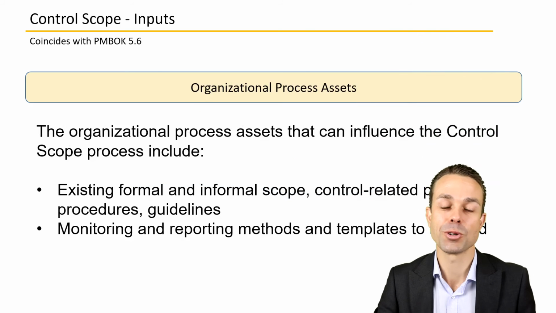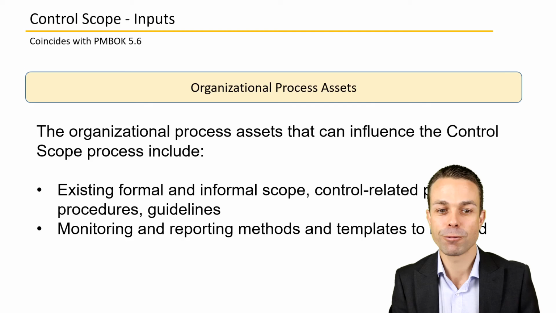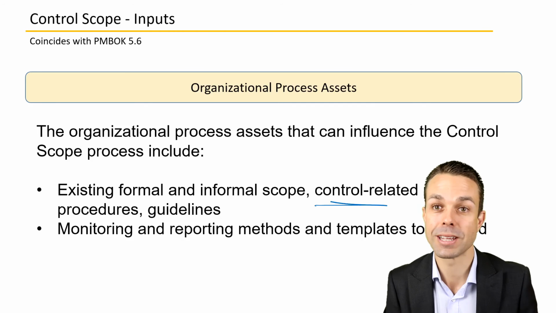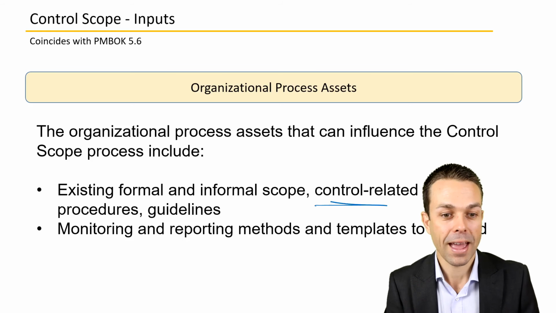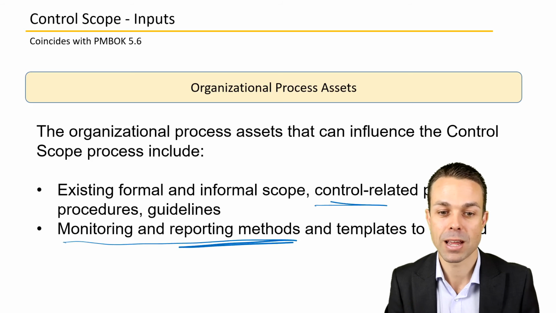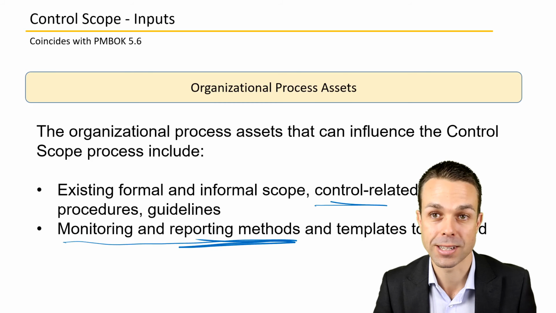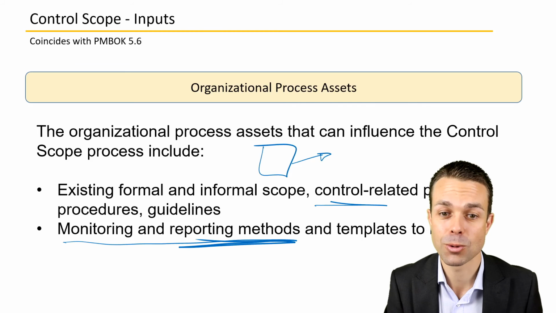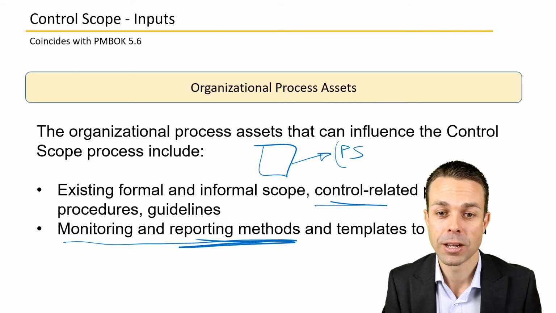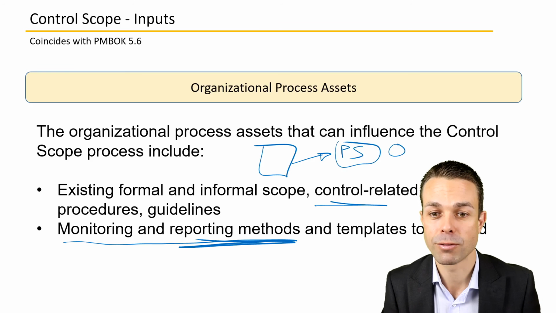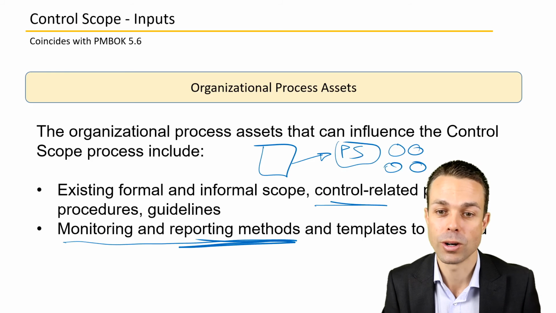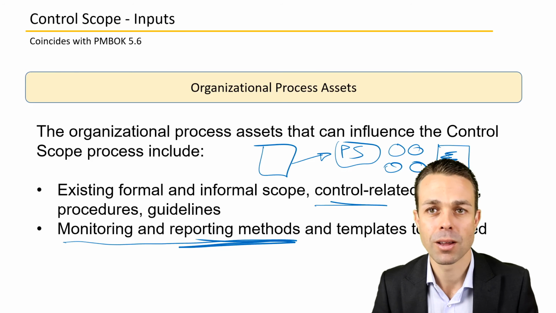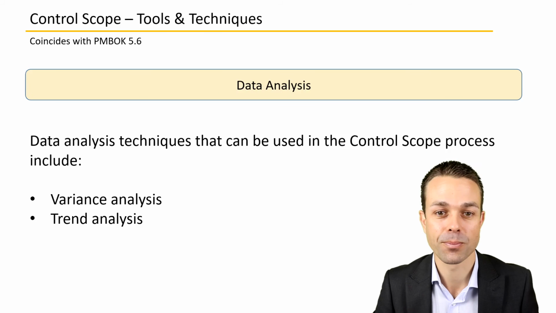We'll also see organizational process assets, so existing formal or informal scope control policies, procedures and guidelines within the organization that you're working in, and monitoring and reporting methods and templates that might be used within your organization as well. And again, is it a document that you need to send to a steering committee or to your project sponsor? Does it involve having graphs and nice pictures, or is it just a simple summary on a page? What is the existing or accepted way of work within the organization?